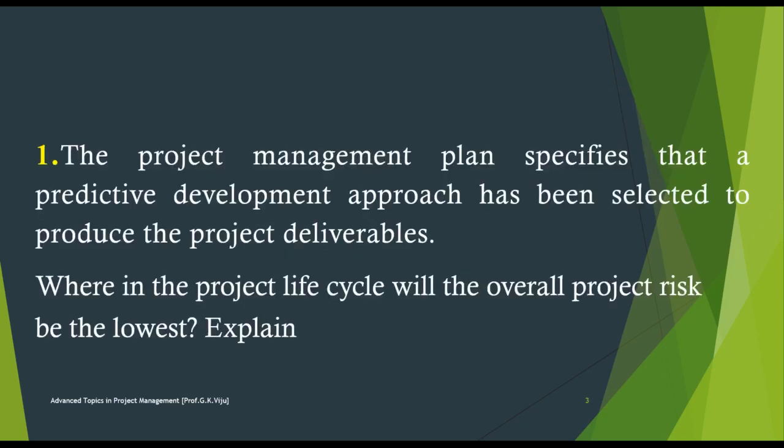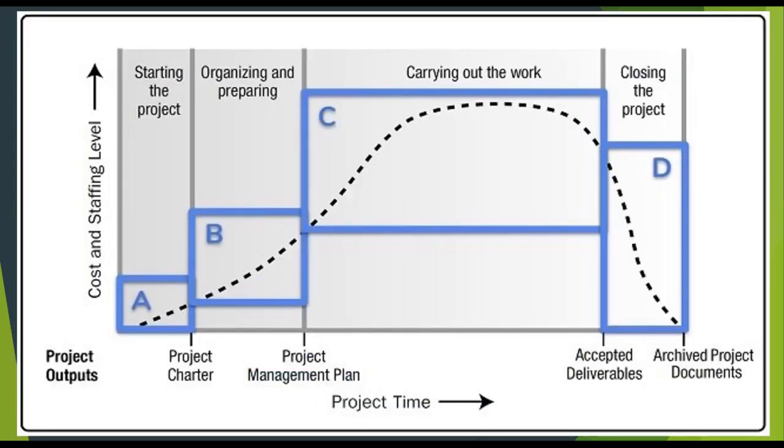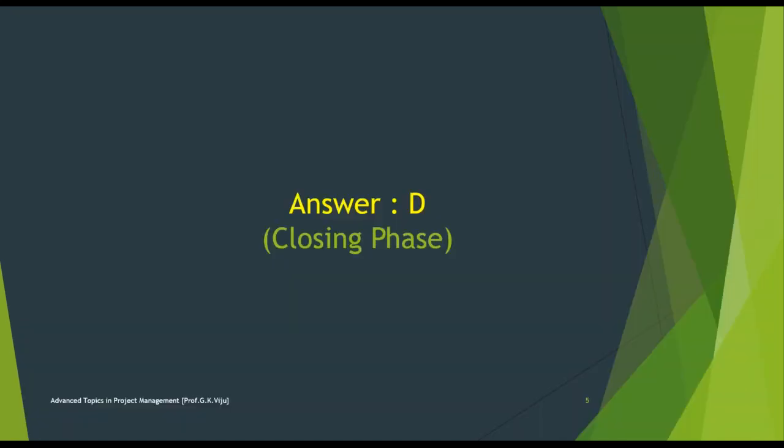Question number 1. The project management plan specifies that a predictive development approach has been selected to produce the project deliverables. Where in the project lifecycle will the overall project risk be the lowest, and explain. A diagram is given starting from A, starting of the project, B, organizing and preparing, C, carrying out the work, and D, closing the project. Answer is D, closing phase.